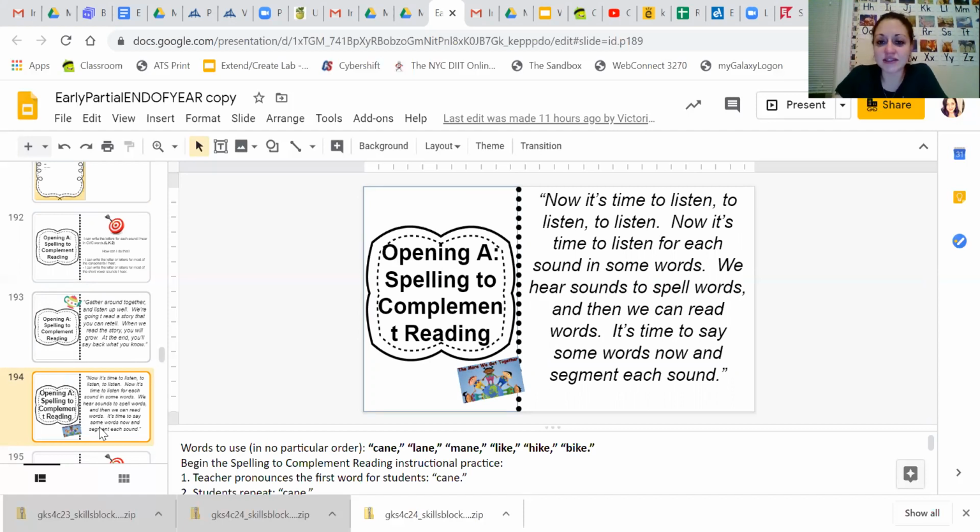Now it's time to listen for each sound in some words. We hear sounds to spell words, and then we can read words. It's time to say some words now and segment each sound.